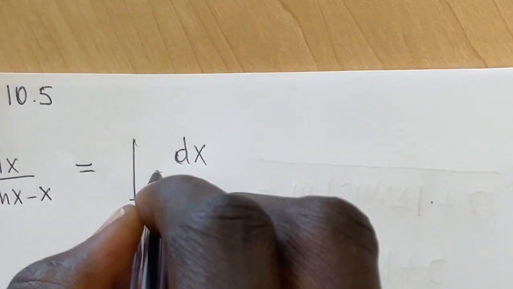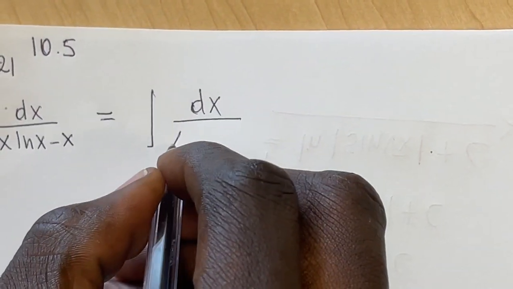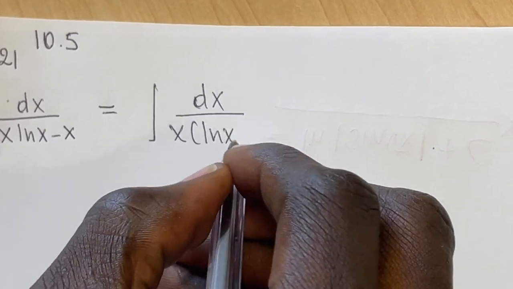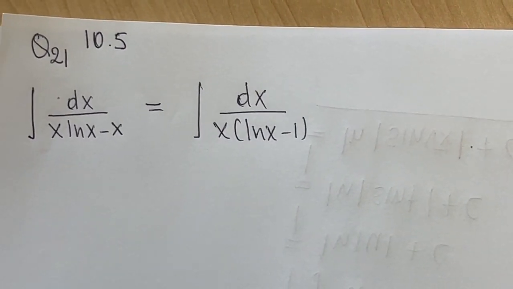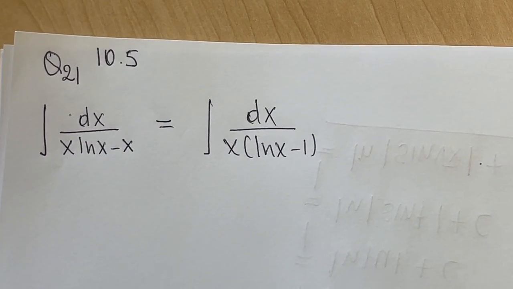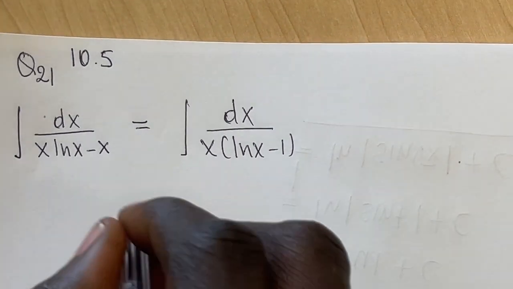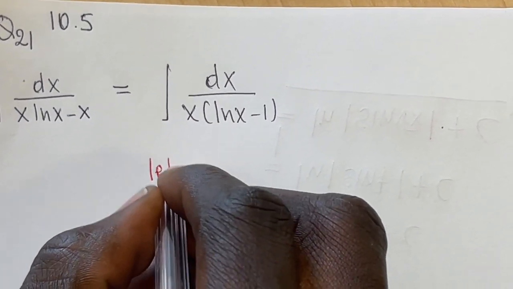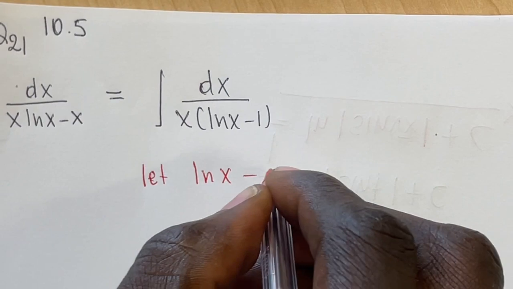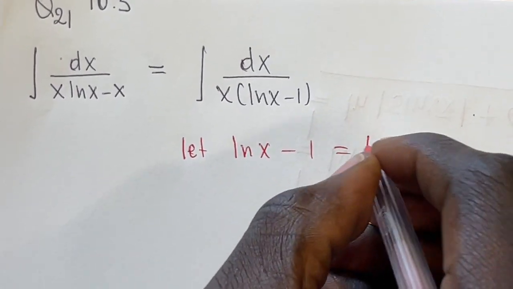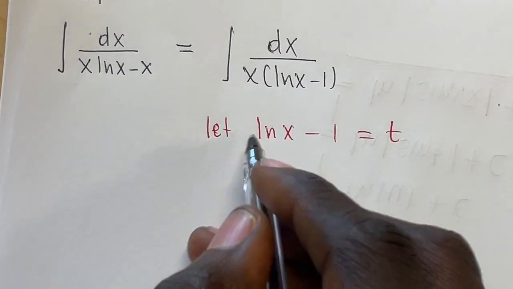So what I'm going to write, I'm just going to repeat the question. Integral of dx. I'm just going to factorize x. I'm going to have ln of x minus 1. So now, after factorizing, what I'm going to do is what? I'm going to let ln of x minus 1 be t. And then I will do the derivative both sides.